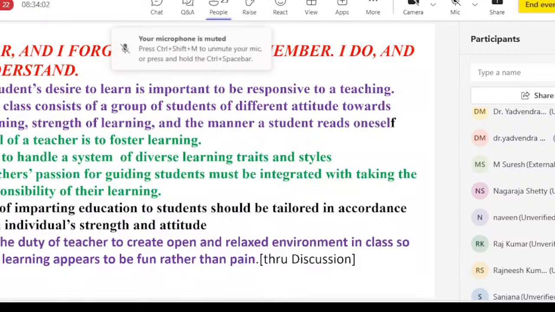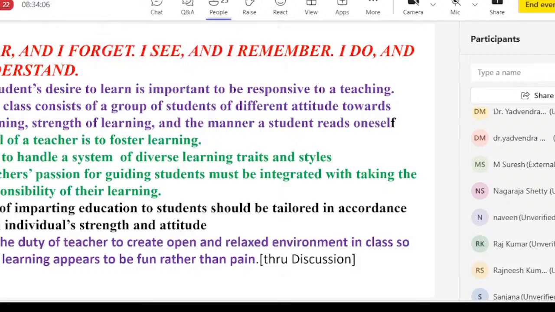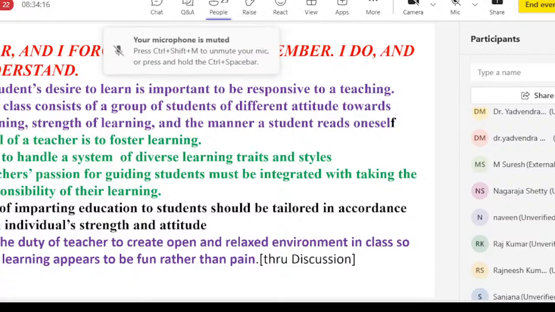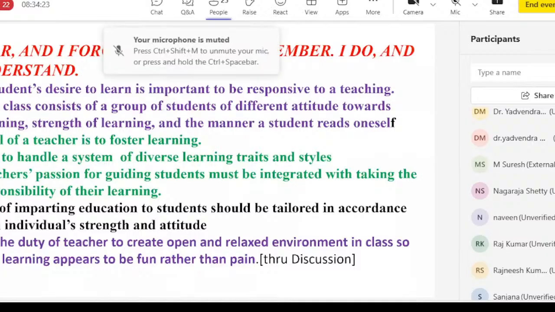Any class consists of a group of students, and the group of students will differ by their learning styles. Maybe you can categorize them. Suppose out of 50 students, 5 are in one particular group, 15 in another group, 20 in another group, and the rest in another group. So this is how it can be. There's the law of probability. So that will be there.